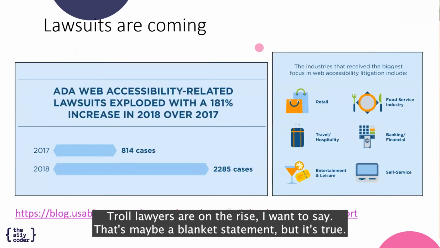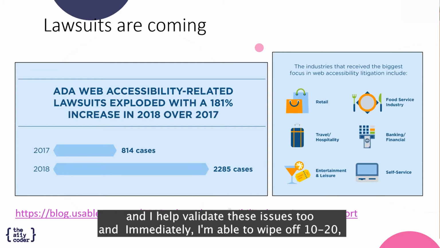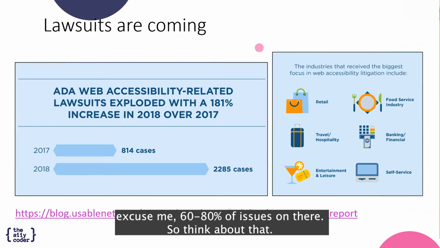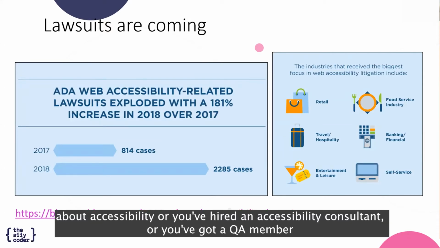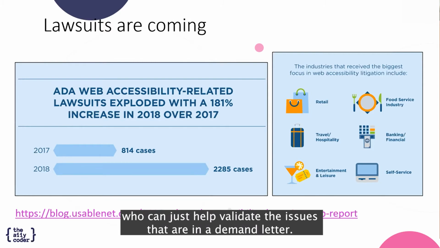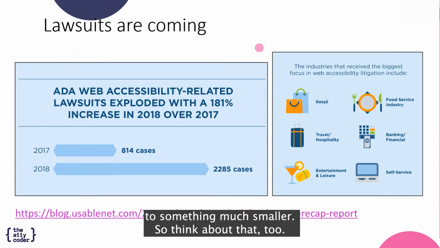Troll lawyers are on the rise, I want to say. That's maybe a blanket statement, but it's true. I see more and more a template of a demand letter going to companies, and I help validate these issues too. And immediately I'm able to wipe off 60 to 80% of issues on there. So think about that in your organization. If you have someone who is knowledgeable about accessibility, or you've hired an accessibility consultant, or you've got a QA member who can just help validate the issues that are on a demand letter, you could possibly reduce that risk of exposure and reduce the complaint letter as well to something much smaller. So think about that too.